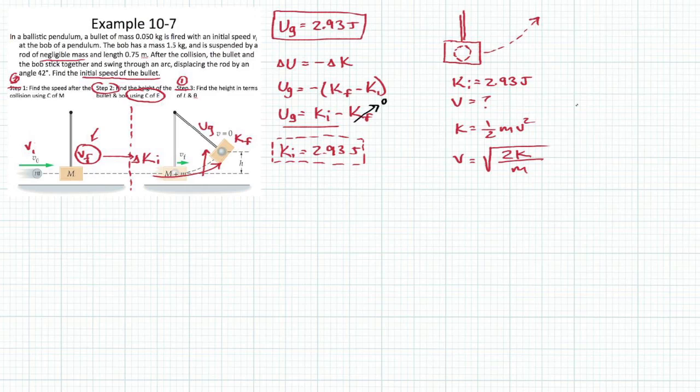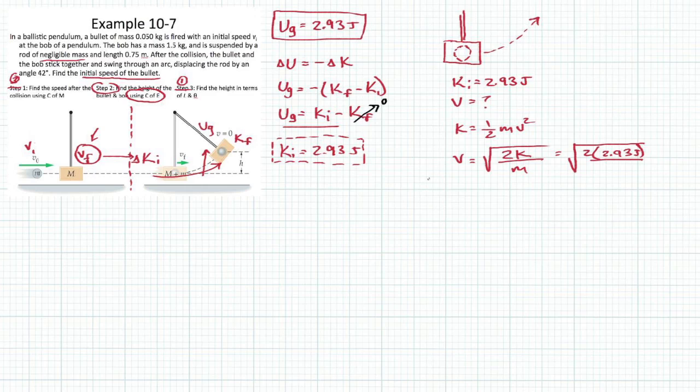What do we have here? Oh, that would be, I've got a little bit of lag here in my screen recording. 2 times our kinetic energy, which is 2.93 joules, divided by our m.